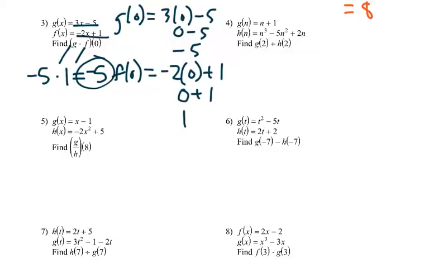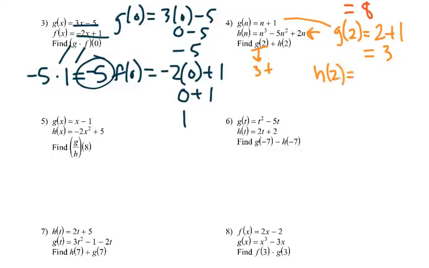Okay, now number 4, another addition. This one has multiple pieces right here, so I'm going to do it the same way that I've done the others. So g of 2 equals n plus 1, so 2 plus 1 equals 3. So g of 2 is 3 plus, now what's h of 2?